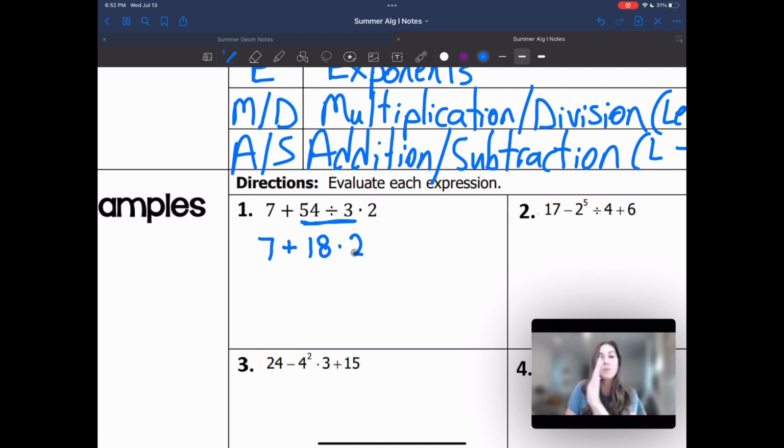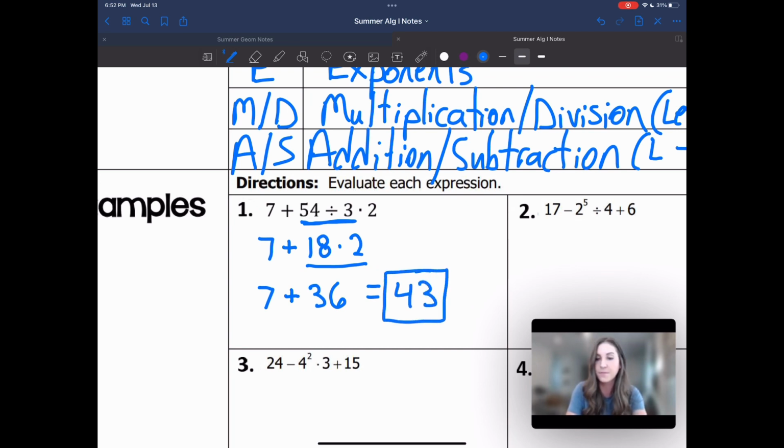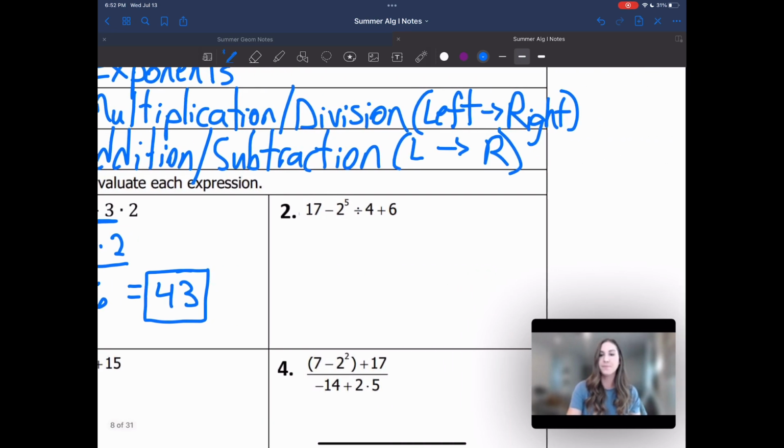Next would be our multiplication. So we're going to do the 18 times 2 part next. Let's bring down the 7 plus, and then 18 times 2 gives me 36. And then we just have one step left, and that's to add 7 plus 36. That's the only thing we have left to do. We know addition comes last. That's going to give us 43. Final answer. Okay, great.